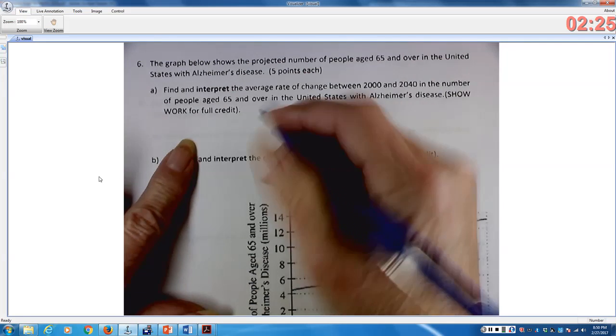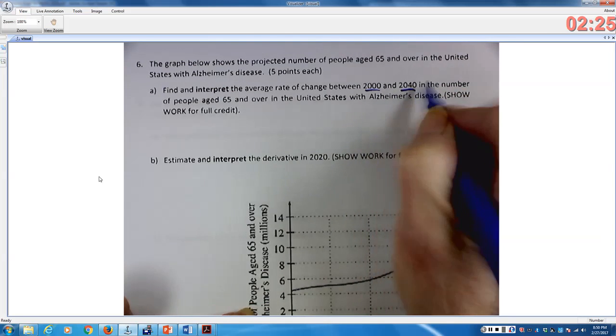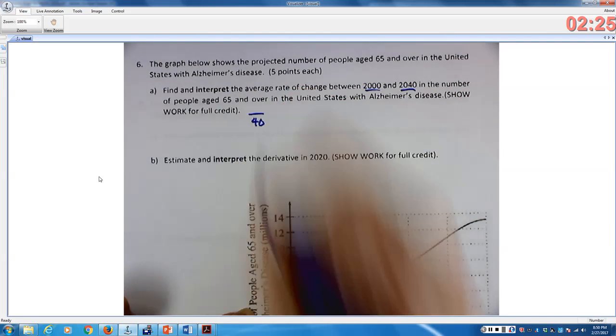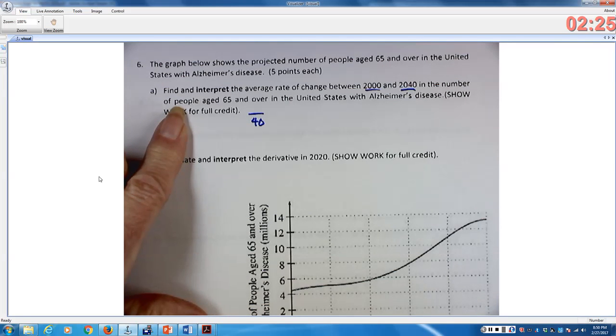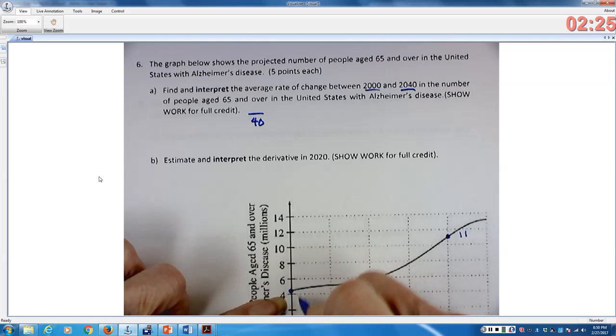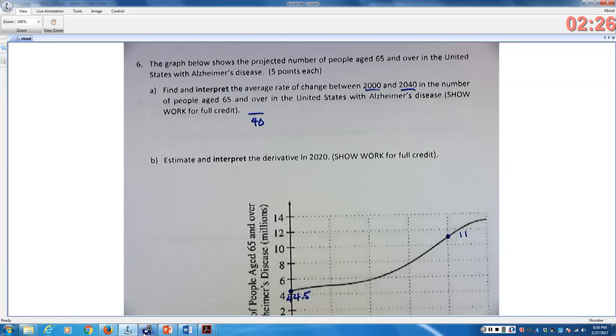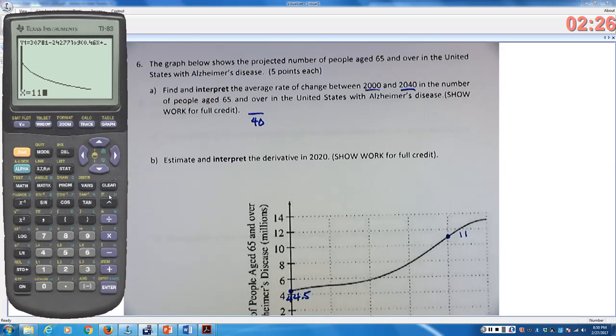Now, a lot of people got this one right because the answer comes out to be, when you do the rate of change, you've got 2000 to 2040, so the change in X is going to be 40. And you have to estimate what it was in 2000 and what it was in 2040. In 2040, it was about 11. And in 2000, it was about 4.5, although I gave credit for people that called it 4 or 5, either one. So 11 minus 4.5 was 6.5.